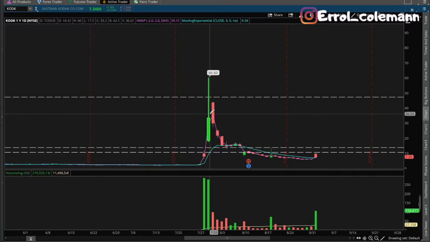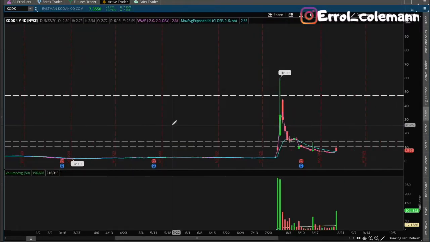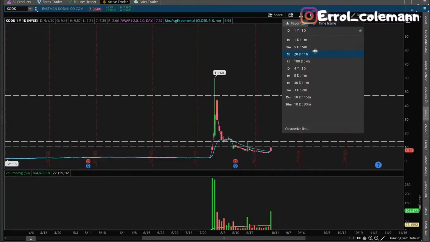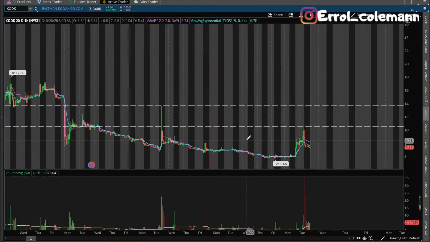But we have KODK. I've now determined we're going to have some bag holders in this stock, just for the reasons that I told you. It was a hyped up stock. It wasn't going up off of any type of really good fundamentals. It was just a lot of hype, people just buying up the stock. People wanted a piece of the pie. So once I come to that conclusion, I can then bring it down to the 20-day 1 hour chart and just see what happened the last 20 days.